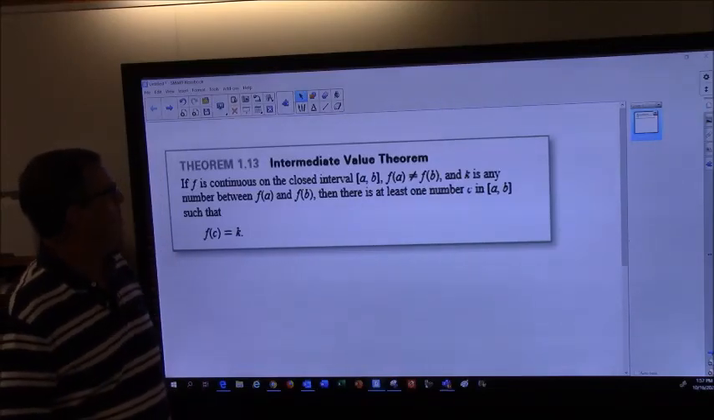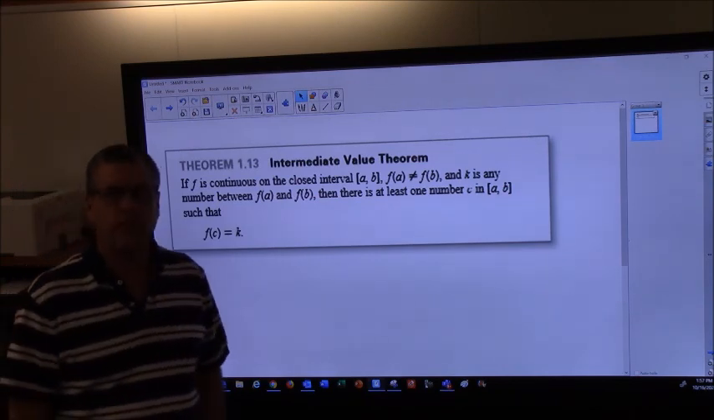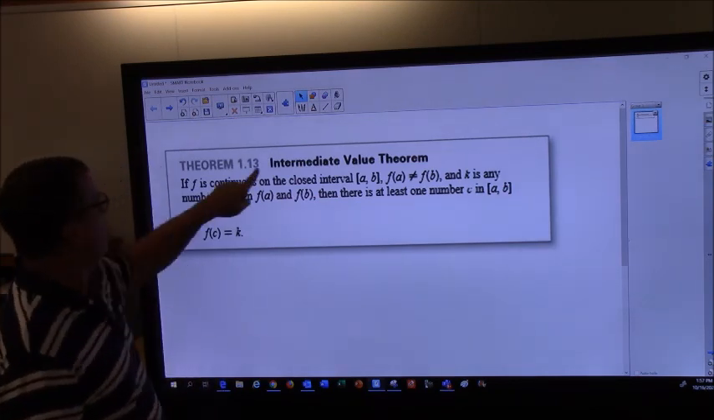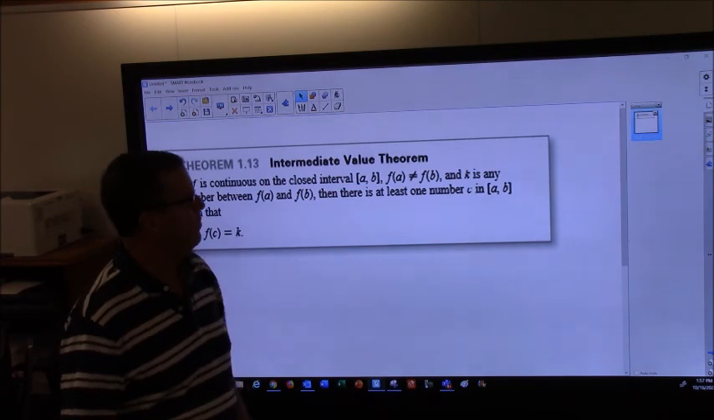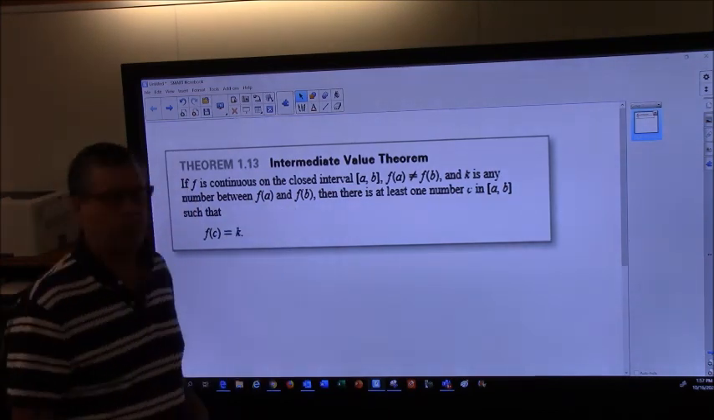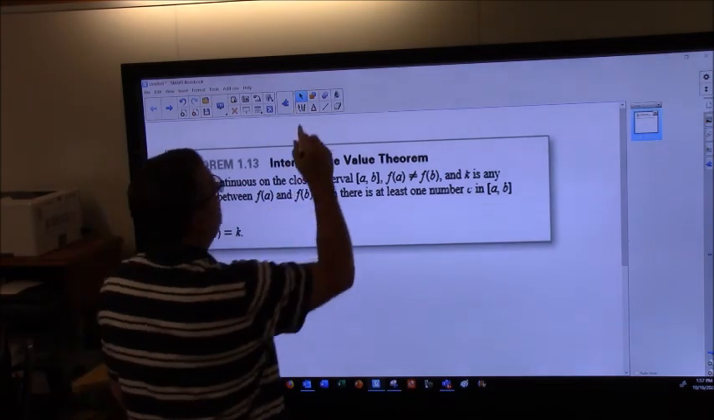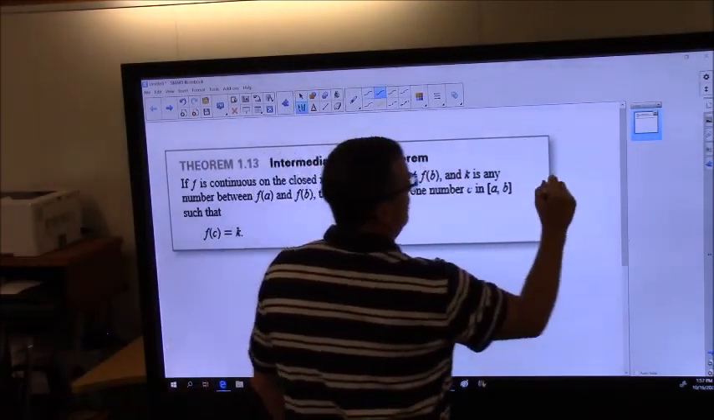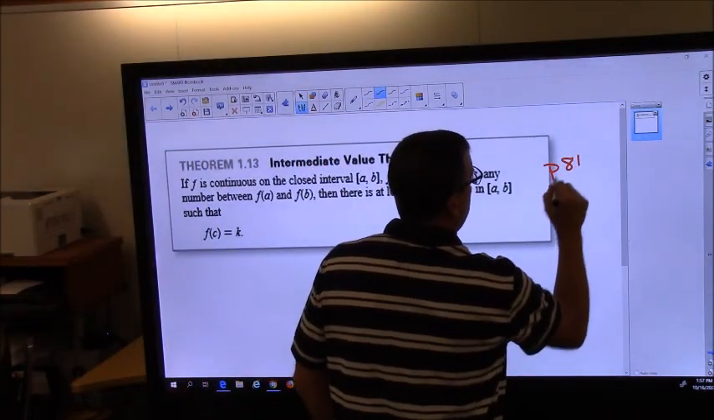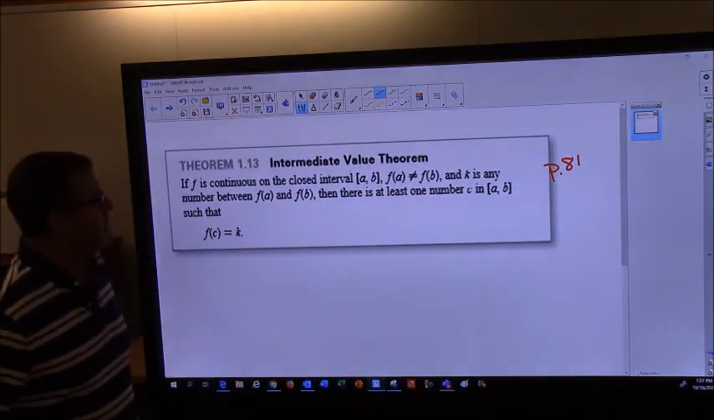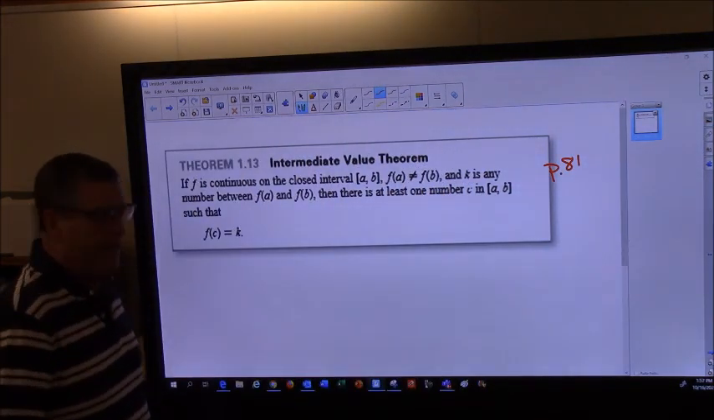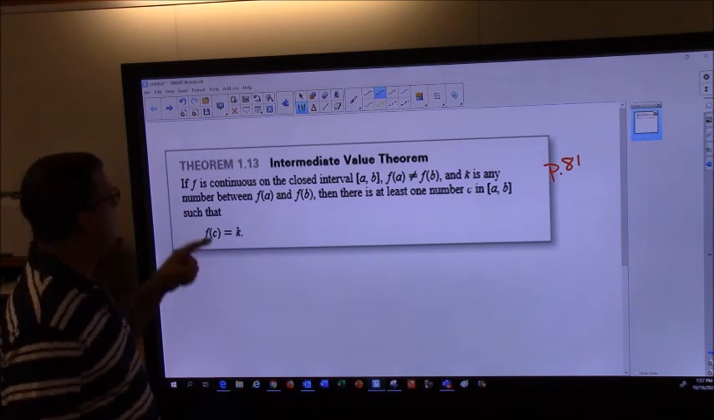So we're still in section 4 of chapter 1, and we're talking about this thing called the intermediate value theorem. I apologize, this is a little bit blurry. It's not real clear, but it's on page 81 in your book if you want to look at that. And so anyway, I thought we'd do a little bit of reading here today in our calculus class.